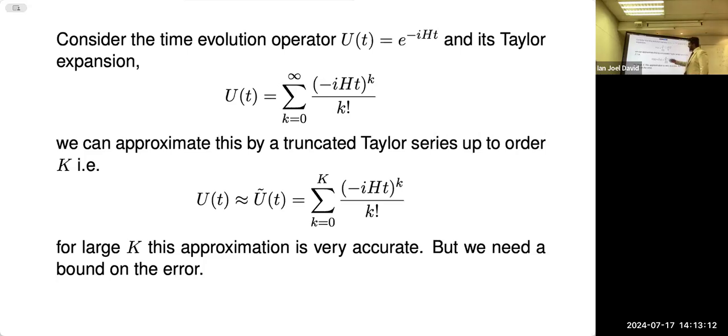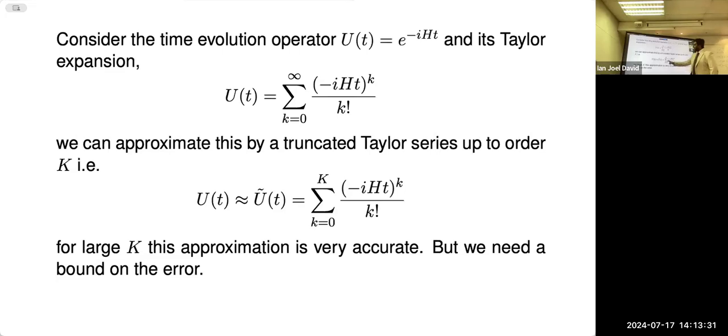Don't know what that means. It means that this is an infinite series, and all we've done is at some point in the series we cut it. So that is what we mean when we say truncated Taylor series, and I'll say up to order uppercase K. So this capital K is going to be the order in which we truncate our Taylor series.